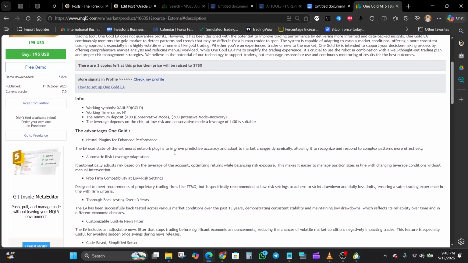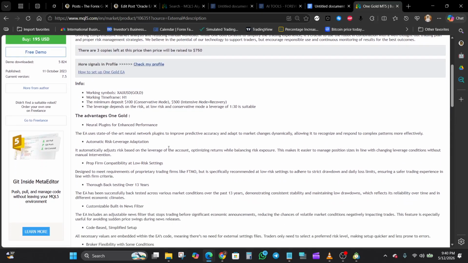The core idea behind this EA is the use of neural network plugins and data-driven analysis to monitor both historical and real-time gold market conditions. According to the developer, the system is designed to adapt to changing market behavior and identify patterns that may be difficult to manually detect during fast-moving conditions.